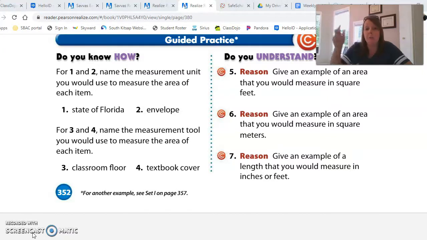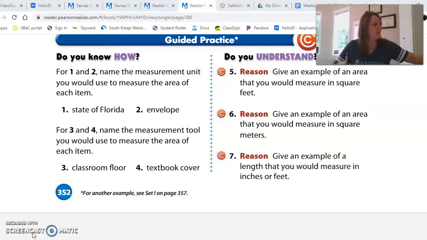Good job to whoever said a yardstick. You could do it with a ruler, but if you think about it, that's still pretty small, so it would be nicer to have a yardstick. All right, number 4. What would we use to measure the cover of a textbook?